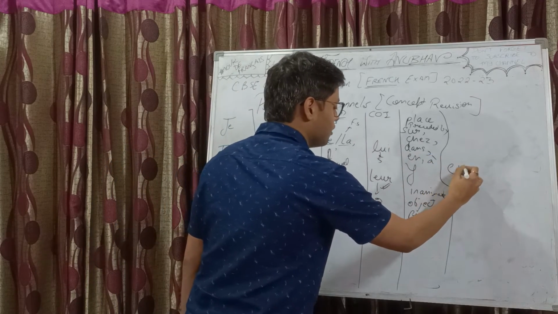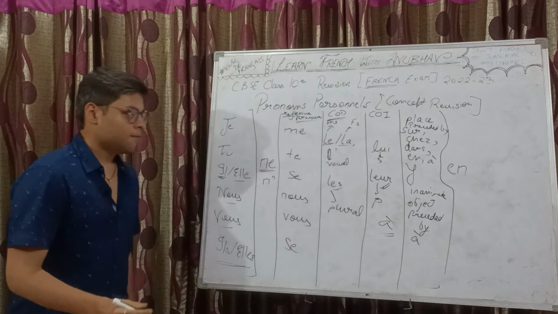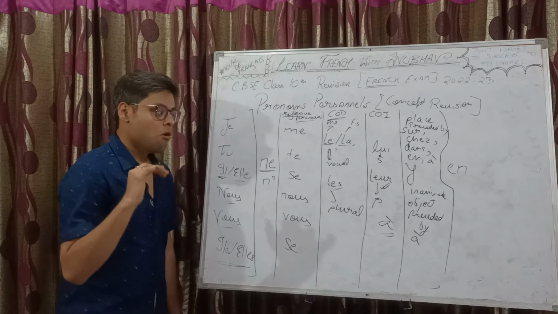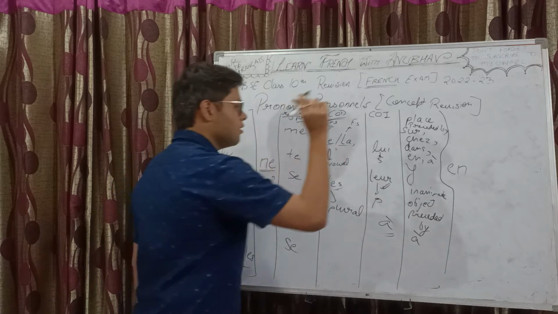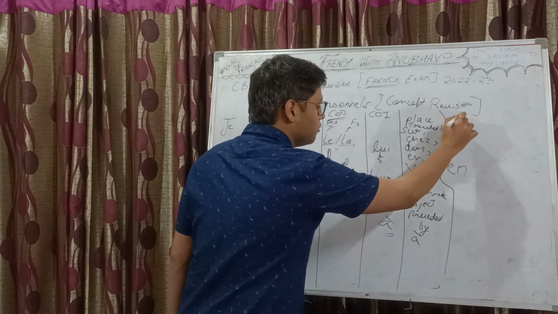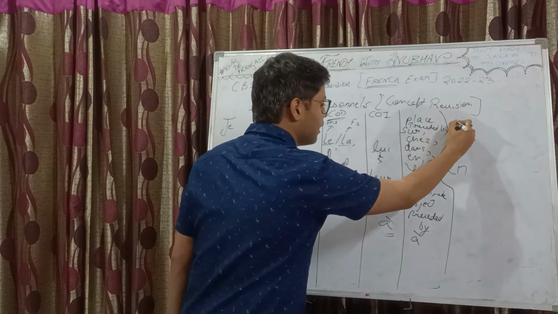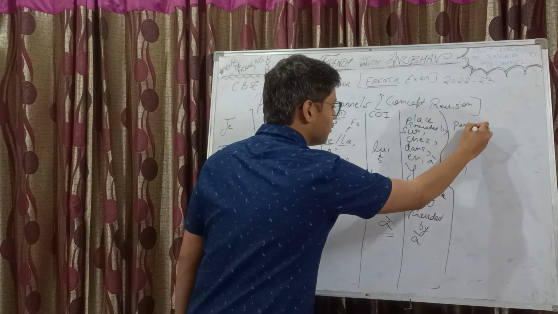Now let's move to the next one. Next one we have en. Okay, when to use en? En will be used when, first, the complement of a noun is preceded by a partitive article.